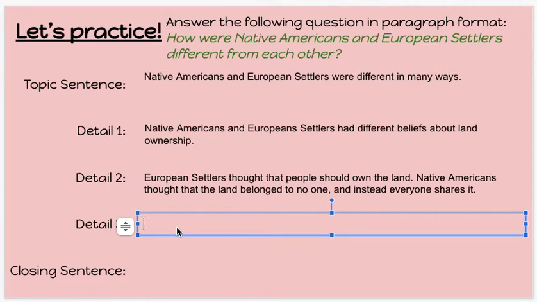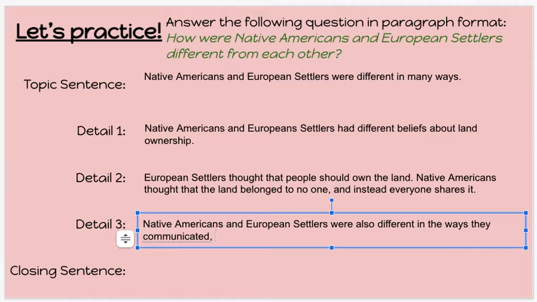Now detail number 3, I might give some more information about how they were different. Native Americans and European settlers were also different in the ways they communicated, the foods they ate, and in their traditions.